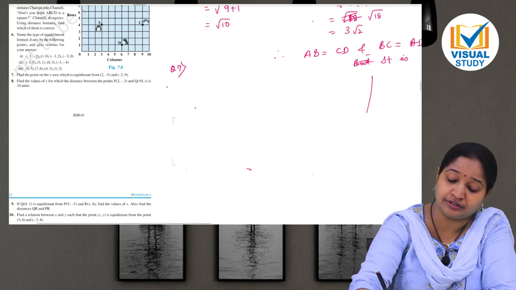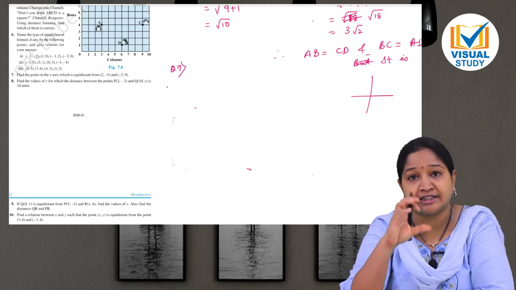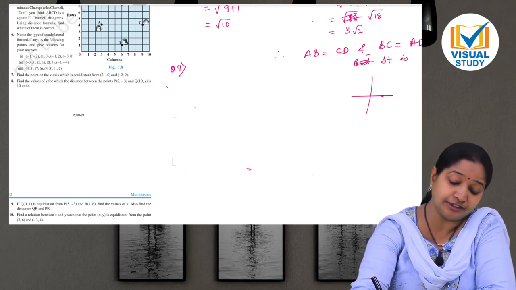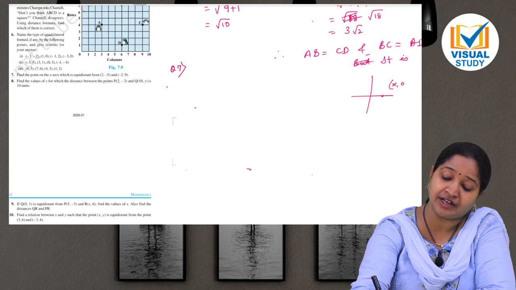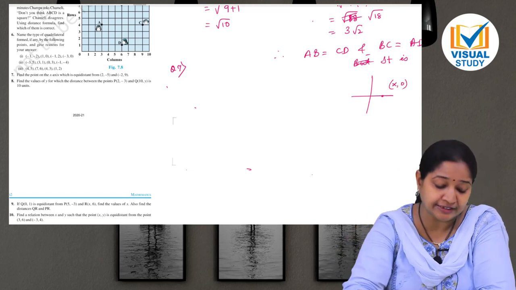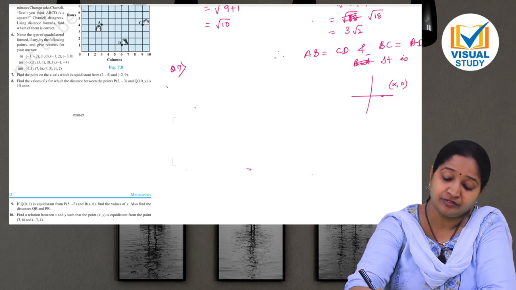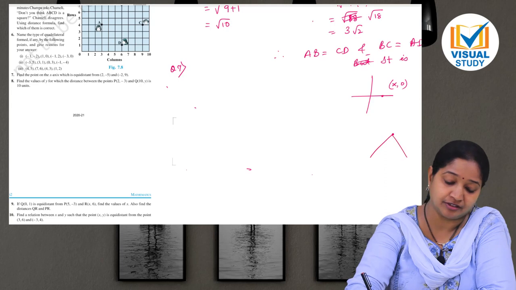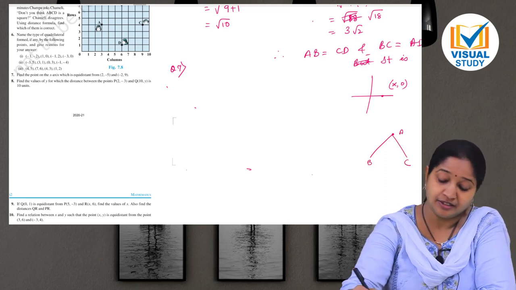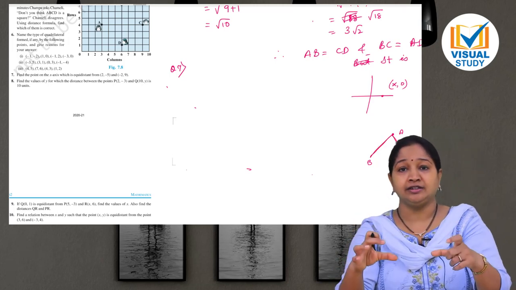Before starting our exercise, I have told you, if the point is on the x axis, that means your x is something and your y is 0. Now, they have told us to find the point on the x-axis which is equidistant. Suppose the point is here on the x-axis, and the other points are B and C. So your AB and BC should be equal.